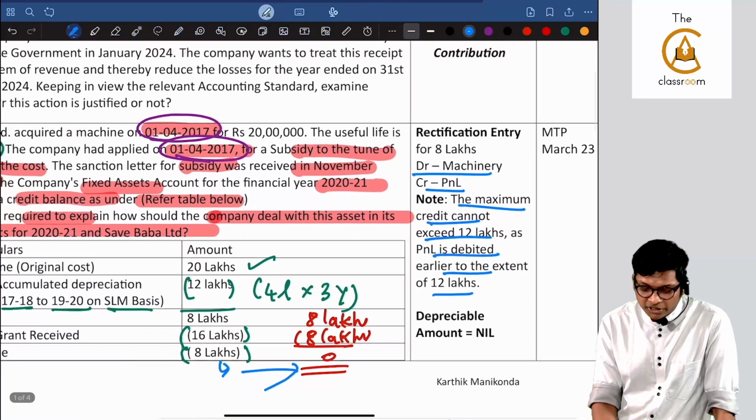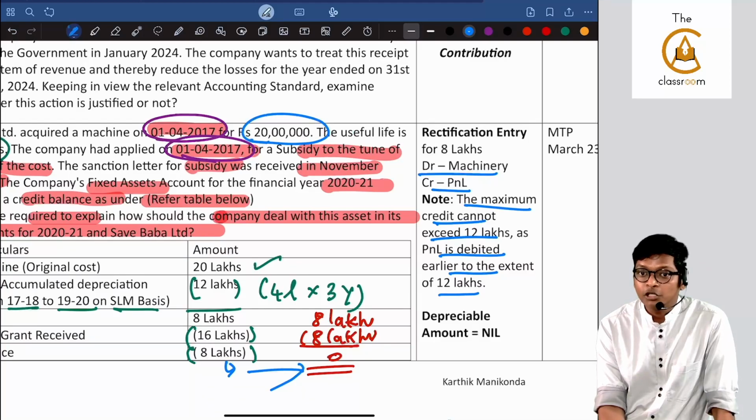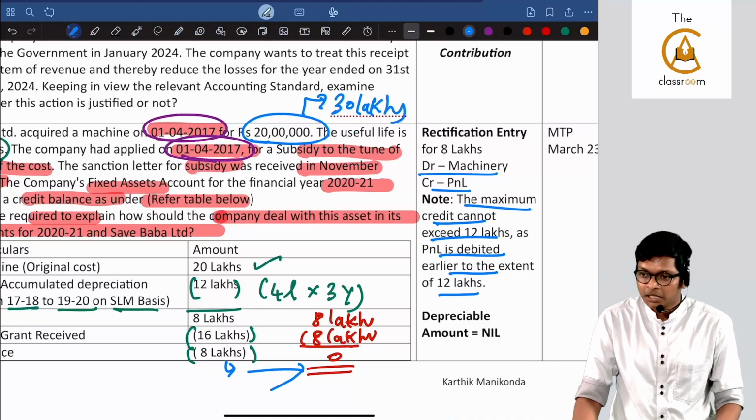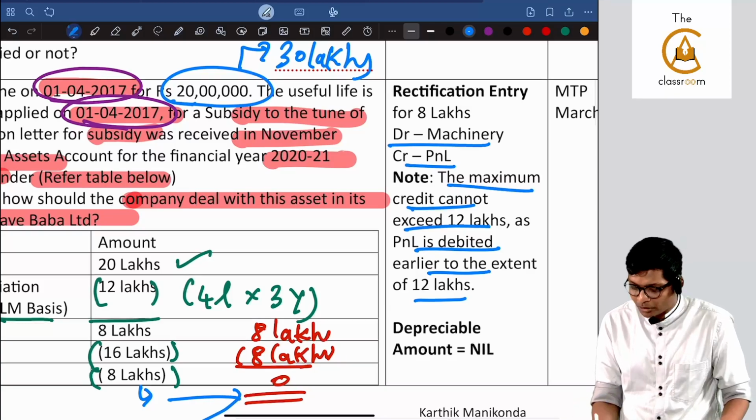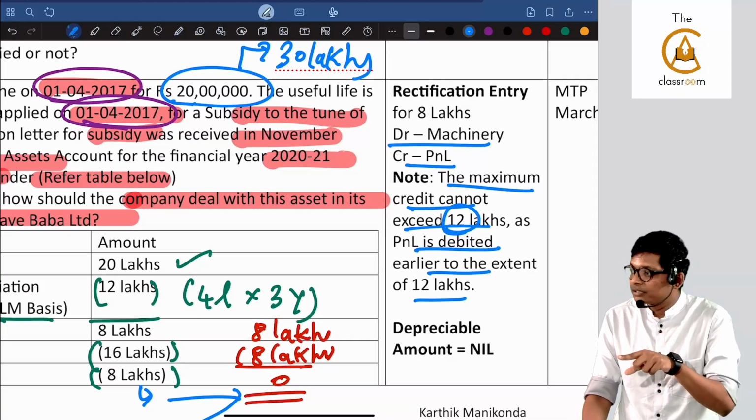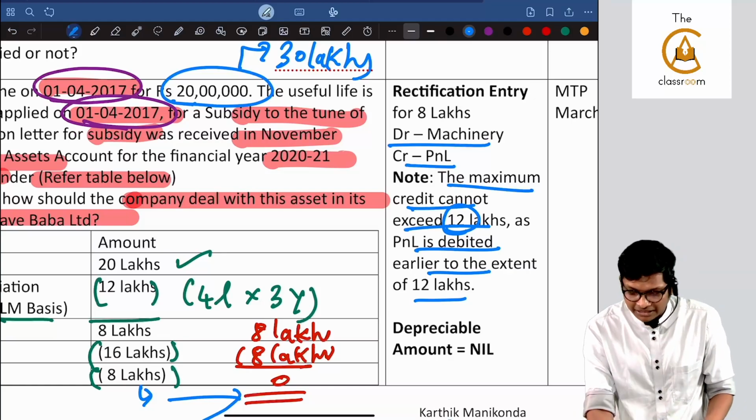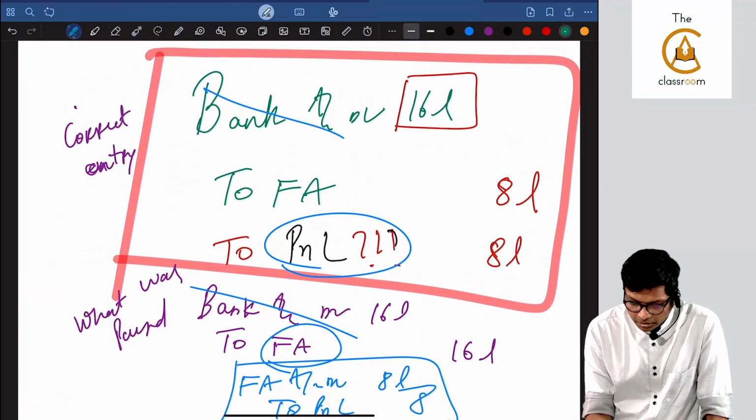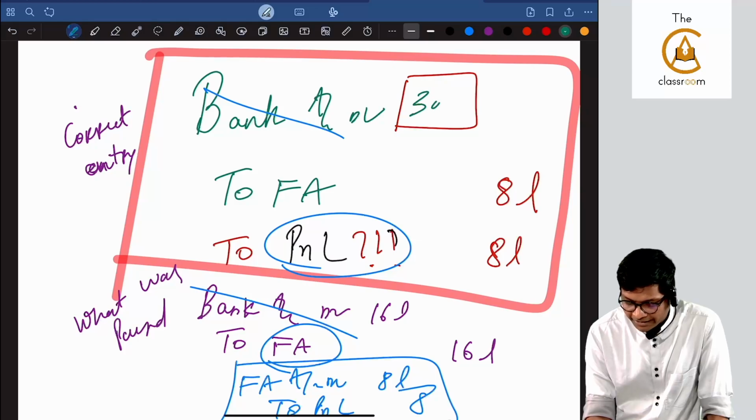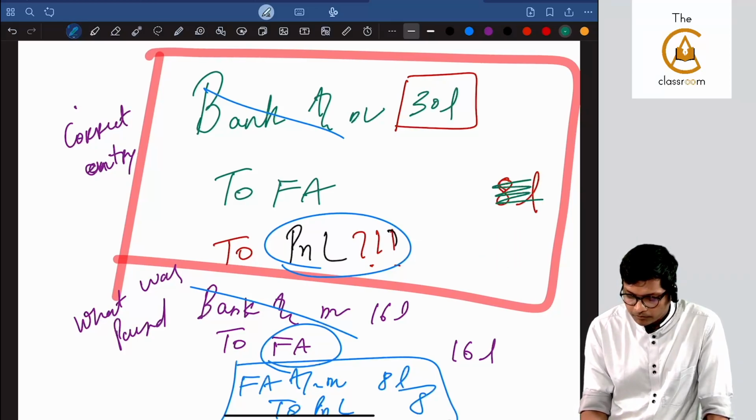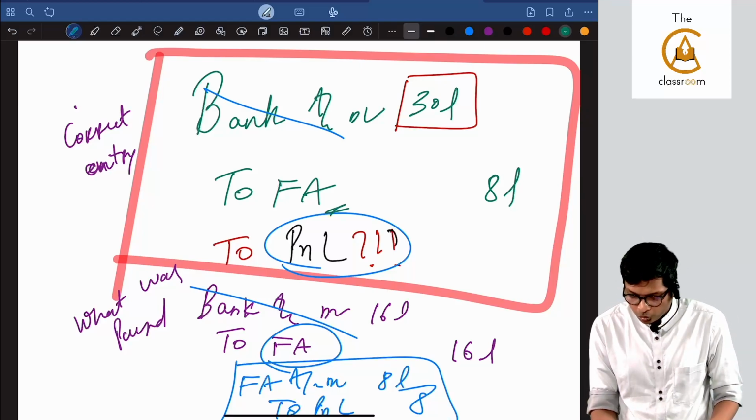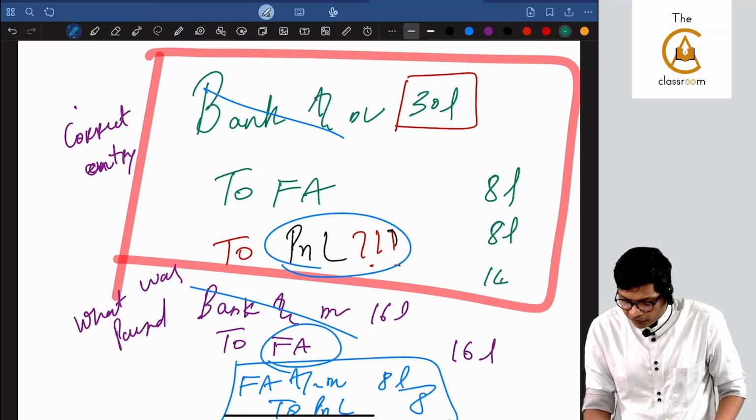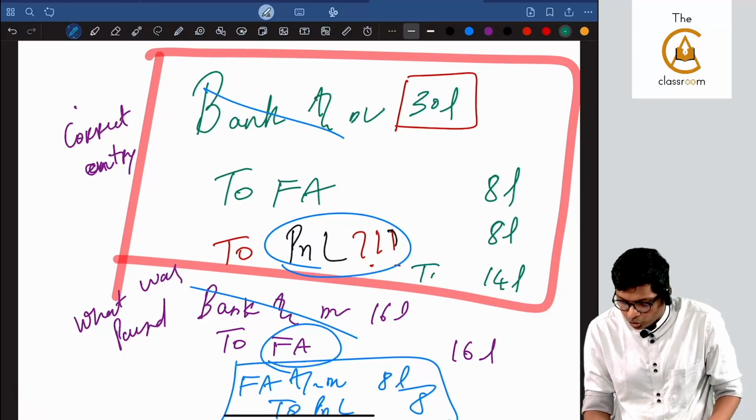Suppose, let's say we get a question where the grant itself is more than the value of the asset. Asset is 20 lakhs. Grant came for 30 lakhs. How, sir? The minister is my friend, so he gave. Grant is 30 lakhs. Then in that case, you can credit P&L only a maximum of 12 lakhs. Full depreciation will be reversed in that case. Over here, if I got a grant of 30 lakhs, then to fixed asset will be 8, reversing that, to P&L it will be 8 lakhs and the balance, whatever is the gain, 14 lakhs, the excess beyond depreciation will go to capital reserve.